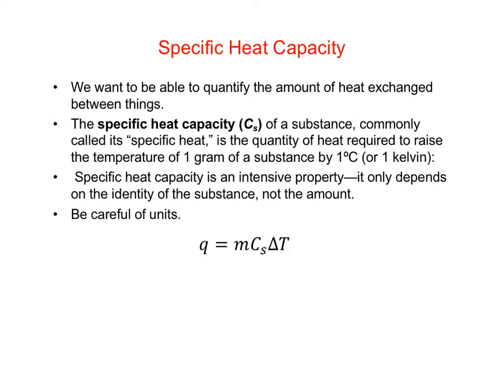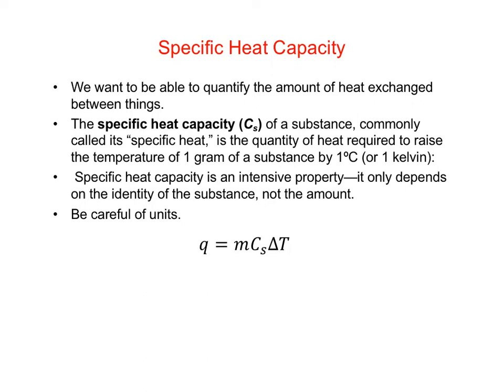And so the specific heat capacity is an intensive property. It doesn't depend on the total amount of the substance, it just depends on the identity of the substance. So it doesn't matter whether I have a gram of gold or a kilogram of gold or a ton of gold. It would always have the same specific heat capacity.